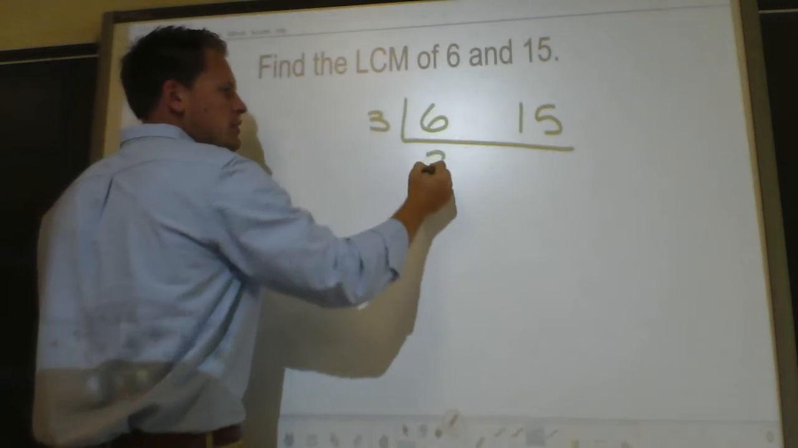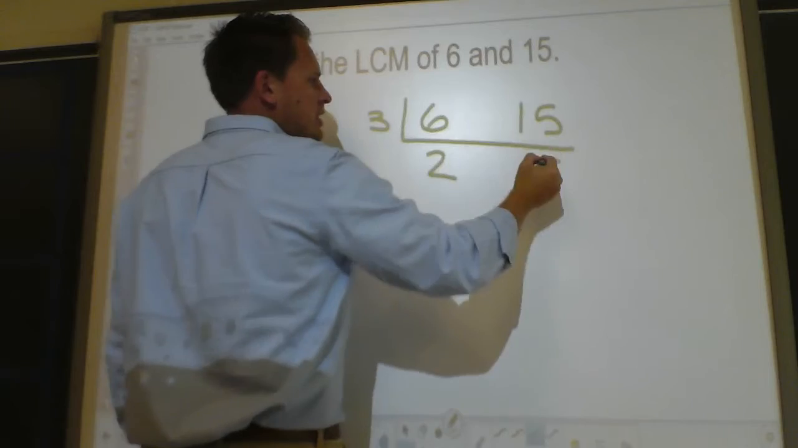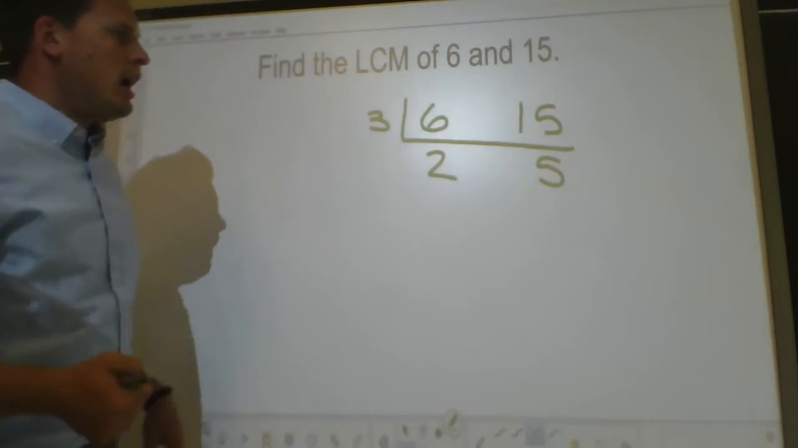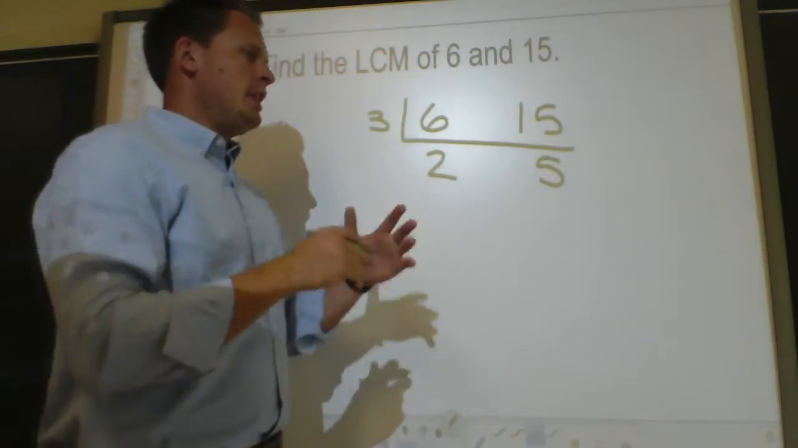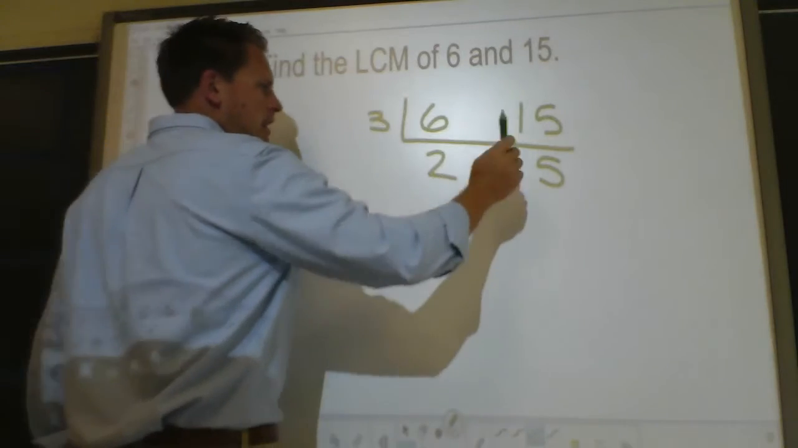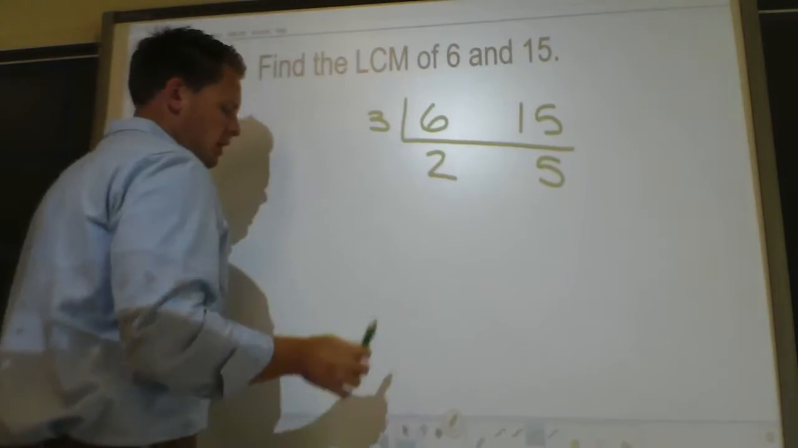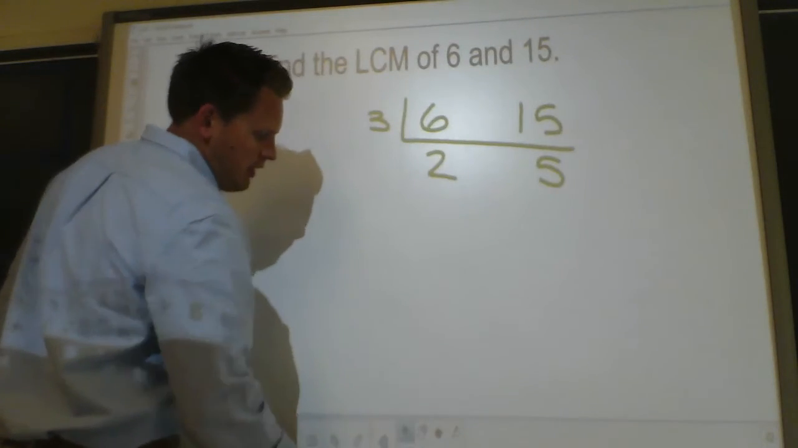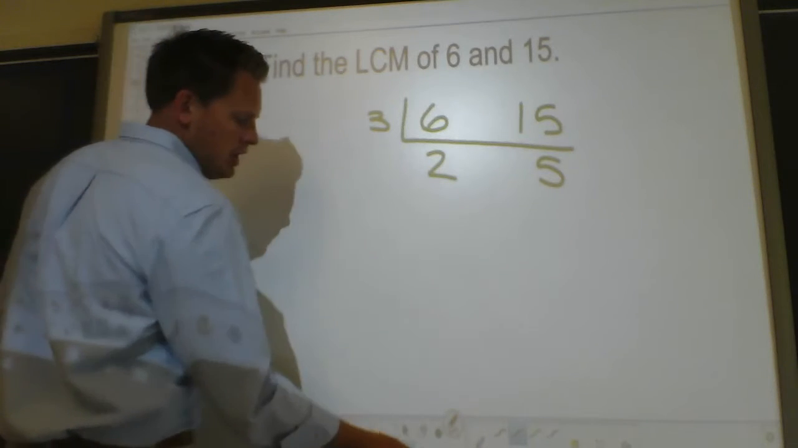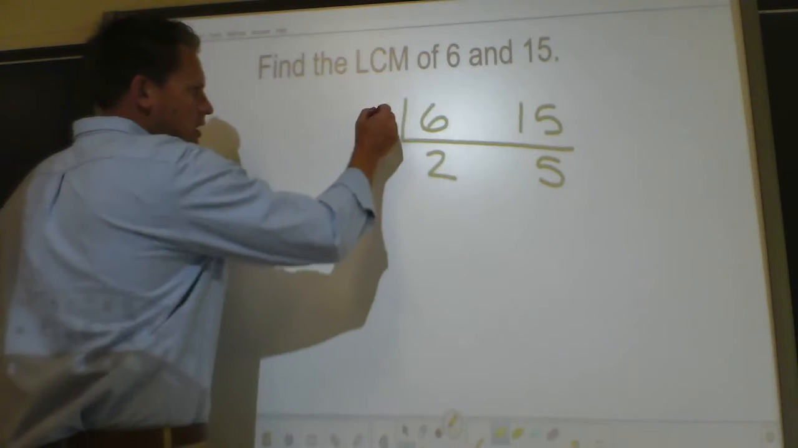6 divided by 3 is 2. 15 divided by 3 is 5. Okay, I'm done. I have 2 prime numbers. They're not going to fit into each other. This prime number does not fit into that. We are done. Okay, if I were trying to find the greatest common factor, it would just be 3.